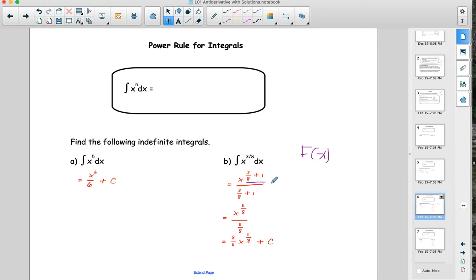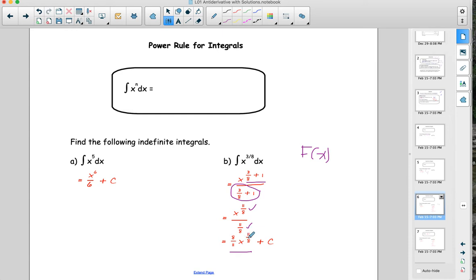And then when I take the derivative of this, because that multiplier would come out in front, I'm also going to divide by that multiplier over there. And 3/8 plus 1 is 11/8. So x to the 11/8 divided by 11/8 should get me back to x to the 3/8. Now I'm going to invert and multiply, so I'm going to get to here: 8 over 11 times x to the 11 over 8.